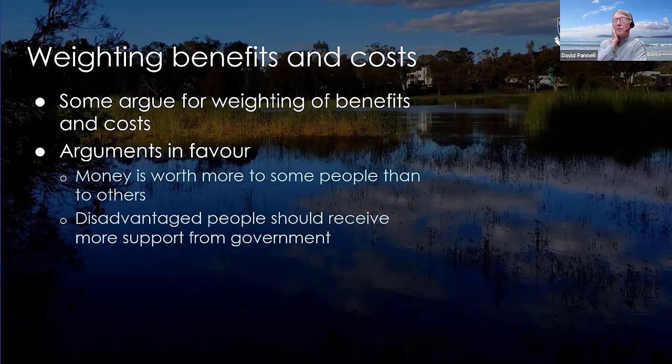Now, some commentators have argued that we ought to be actually accounting for these differences between who benefits and who pays in a very explicit quantitative way by giving weights to the beneficiaries and the cost bearers, depending on some judgment about how appropriate it is that they get benefits or bear costs. So some argue for weighting of the benefits and costs, often weighted based on things like the level of wealth of that group. The arguments in favour of this approach could be that money is worth more for some people than others, or that disadvantaged people should receive more support from government.